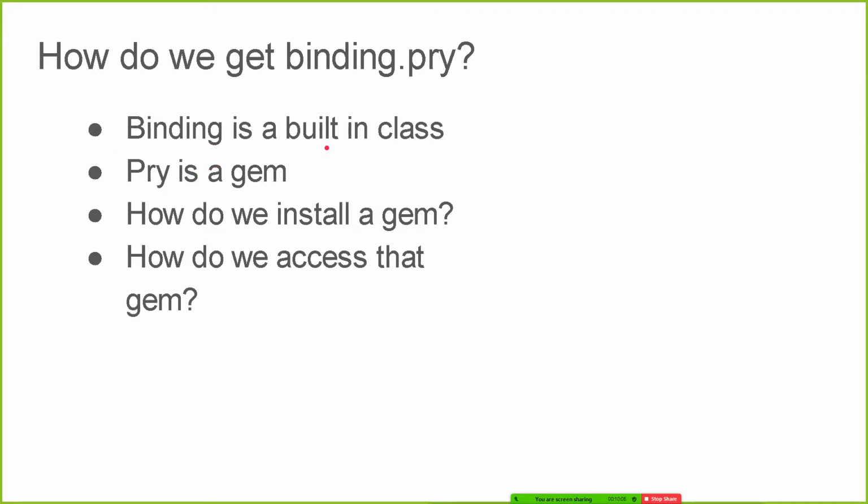Binding is a built-in class, and what it does is when you use it, it basically packages up everything in the context that you use it in, within the scope that you're using it in, and puts it in a little box so that you can access it. All the variables, all the methods, everything that's involved with that. So when you use binding and combine it with the pry gem, it gives you the chance to look inside your code. Pry itself is a gem.